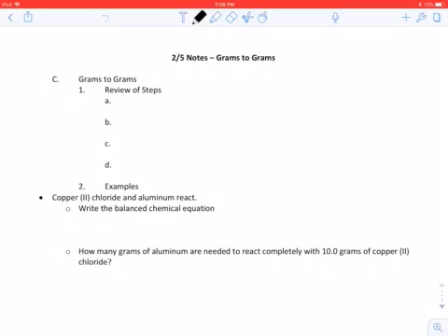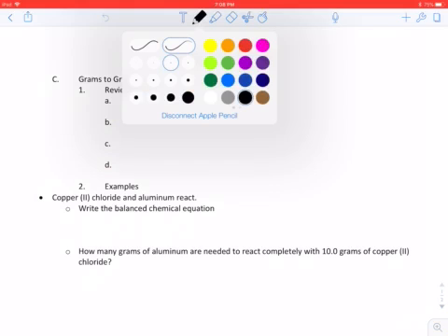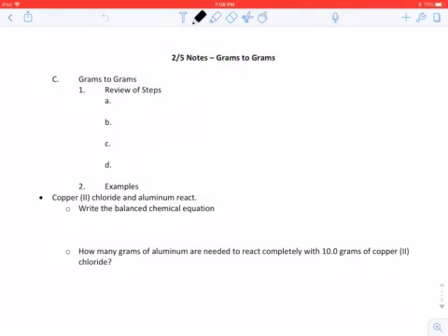So our first step is that we're going to write a balanced equation. All right. So our first step is to write a balanced chemical equation. Write a balanced equation. And this is what we've been practicing for a while.